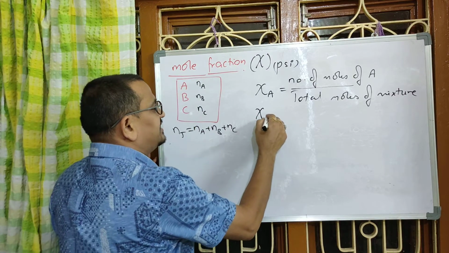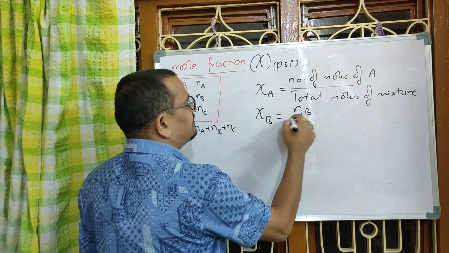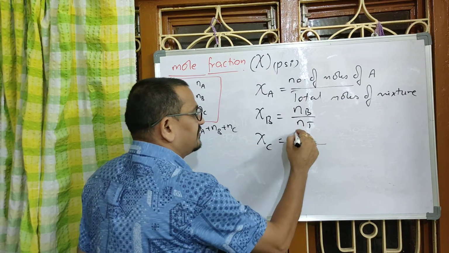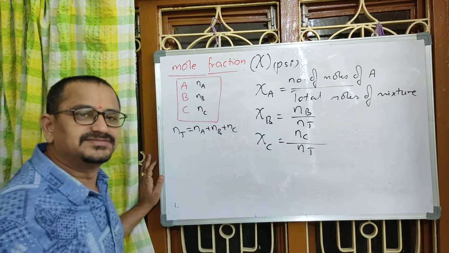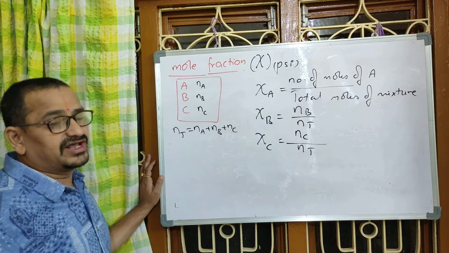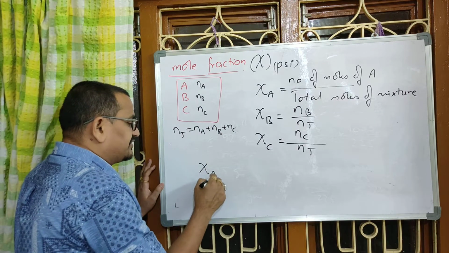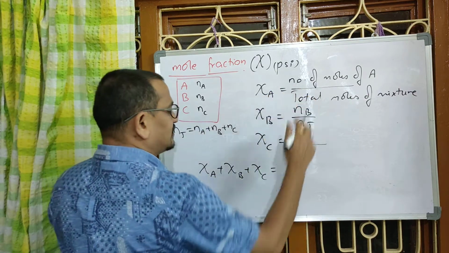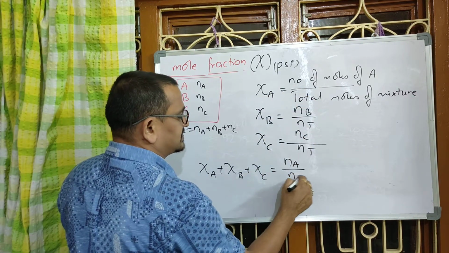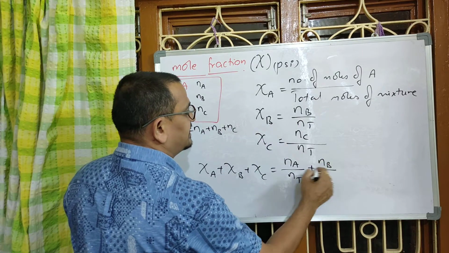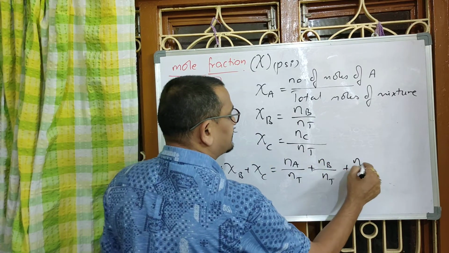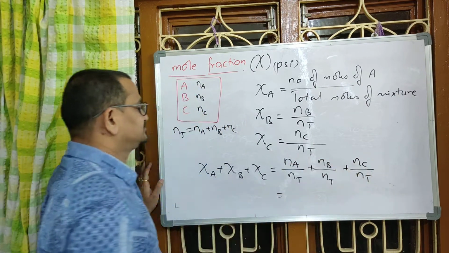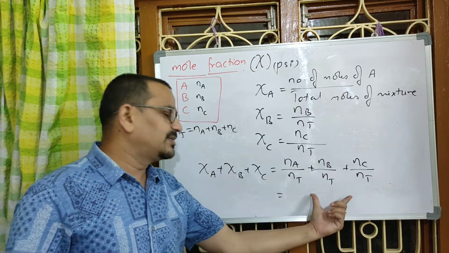Now, the mole fraction of B can be expressed as the number of moles of B over total moles. The mole fraction of C can be expressed as the ratio of the number of moles of C over total moles. Okay, this is how mole fraction can be expressed. Now, the mole fraction of A plus that of B plus that of C. Mole fraction of A is the number of moles of A to total moles. Mole fraction of B is the number of moles of B to total moles. Mole fraction of C is the number of moles of C to total moles. What is Na plus Nb plus Nc? Na plus Nb plus Nc, because the denominator is the same, no?